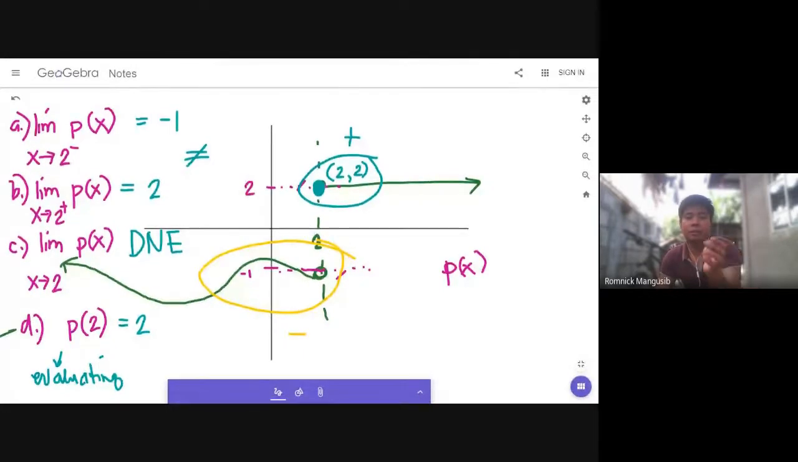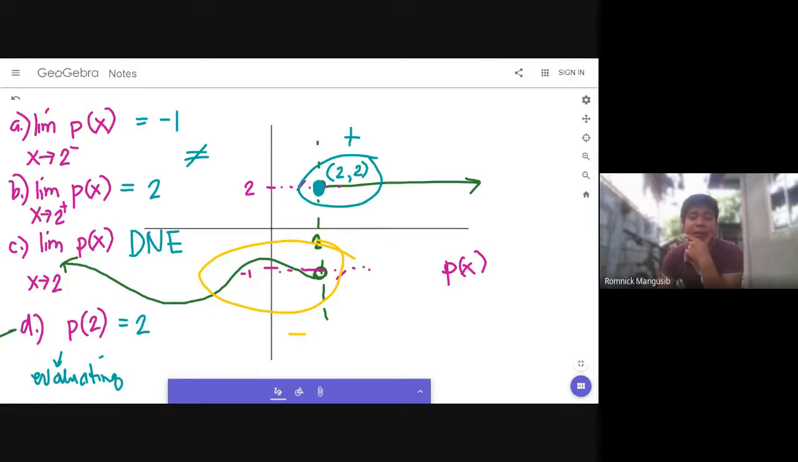Okay, so there is a comment. What is the difference between no limit and does not exist? On most cases, we see that there is no limit when it's infinitely moving. Walang katapusan, yun ang ibig sabihin ng no limit. Hindi siya titigil, tuloy-tuloy lang siya. So infinite.